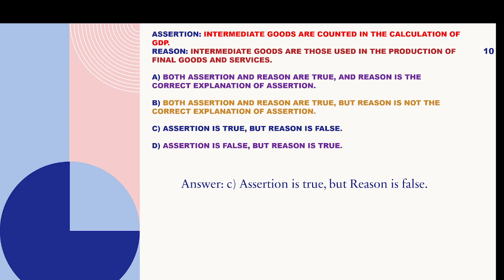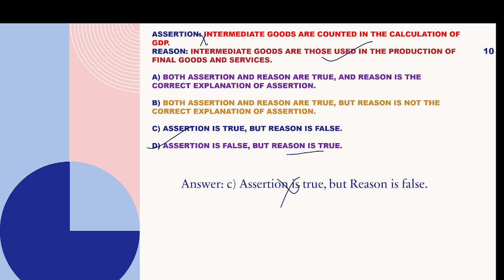Intermediate goods are counted in the calculation of GDP. This is wrong. Intermediate goods are not counted. Intermediate goods are those used in the production of final goods and services. Yes, used. Correct answer. So the assertion is wrong. Assertion is false, but reason is true.